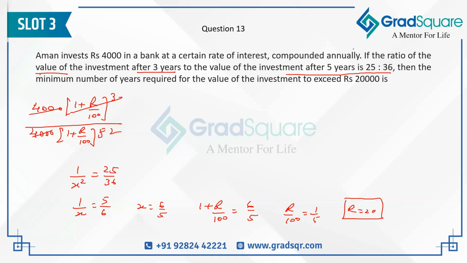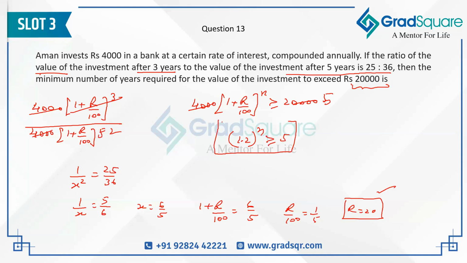Now, how many years are required for the investment to exceed 20,000? So 4,000 multiplied by 1 plus r by 100 to the power of n must turn out to be greater than or equals to 20,000, is what the question is talking about. So 4,000 will cancel this and it will become 5. And the value of r was 20. So what are we trying to find out? We are trying to say 1.2 to the power of n should be greater than or equals to 5.